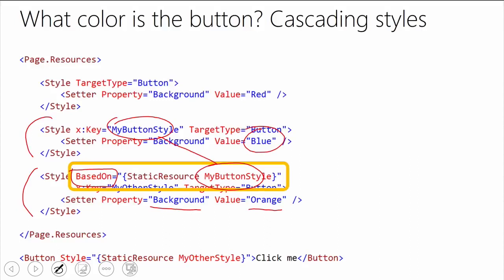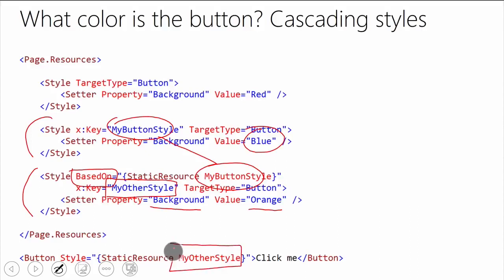The thing we should point out, that's probably been a little bit obscured by the orange border, is a key on that other one. There we go, right here. So they're both explicit styles with different names. One's my button style, one's my other style. You could have really pushed the boat out and gone my other button style. And then, of course, what are we referencing down here?